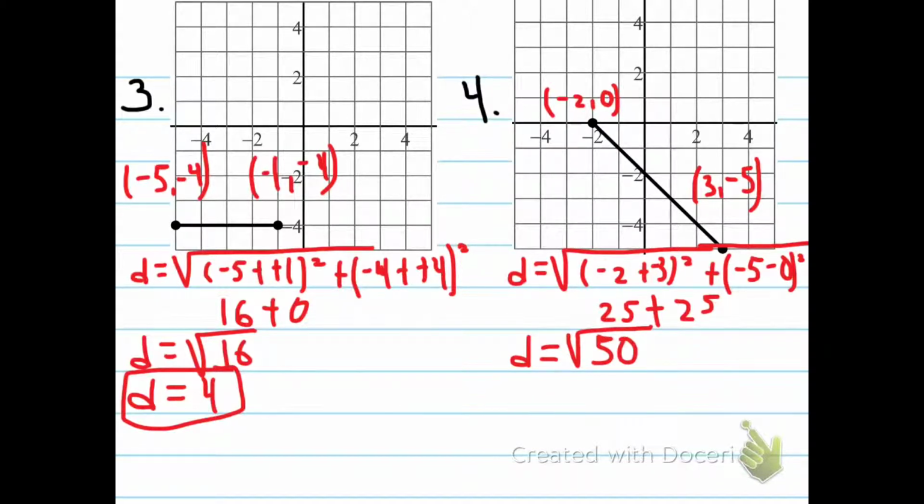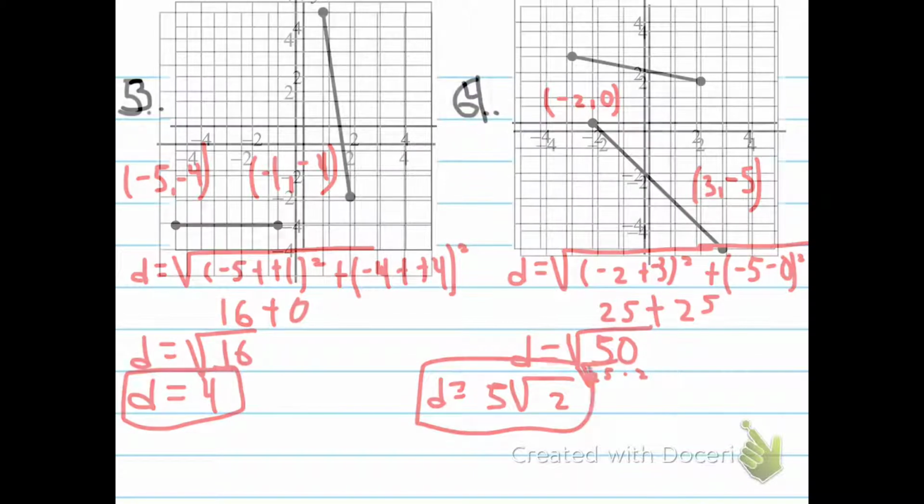And we can simplify this. So you can pull out a 25 and a 2. And the square root of 25 is 5. And then 2 is left on the inside. So our distance is 5 root 2.